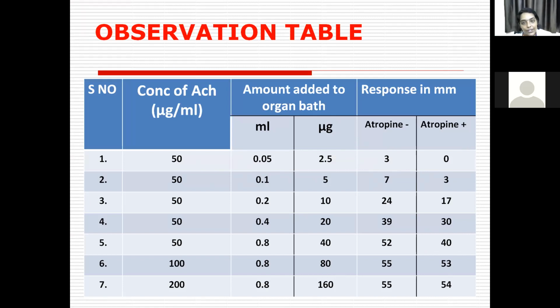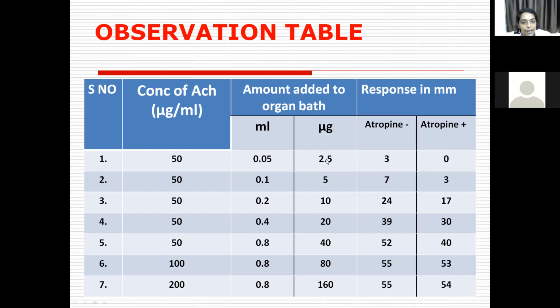So what should you do next? You should plot a log dose response curve, and you should see the log dose shift in the log dose response curve in the presence of atropine. So for that, you need to calculate the log values. Before calculating the log values, you should know how much acetylcholine is present in 0.05 ml of the solution which you have taken. In the stock solution, each ml has 50 microgram of ACH. So now 0.05 ml of that stock solution will have how much ACH?